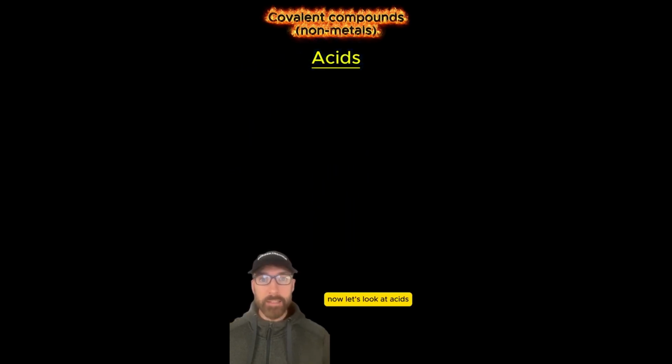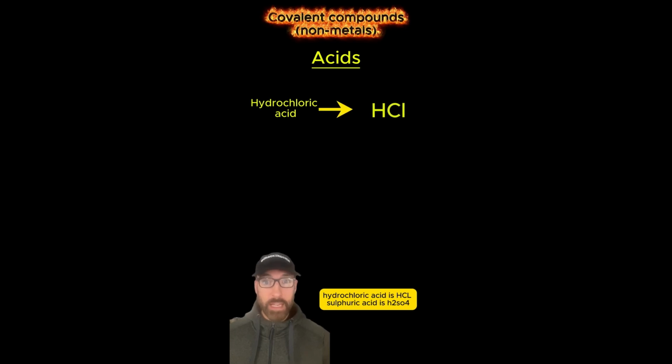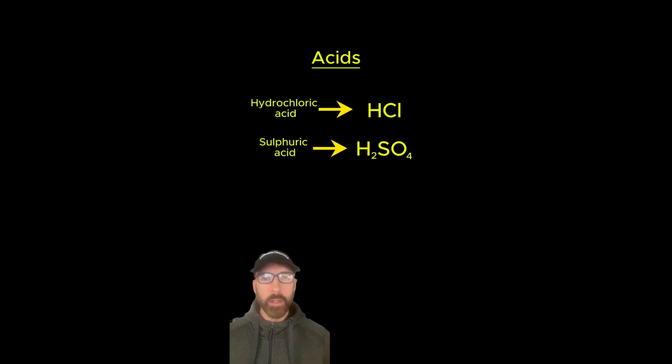Now let's look at acids. All acids contain hydrogen. Not everything that contains hydrogen is an acid, but all acids do contain hydrogen. You just need to learn these common ones. Hydrochloric acid is HCl. Sulfuric acid is H2SO4. And nitric acid is HNO3.